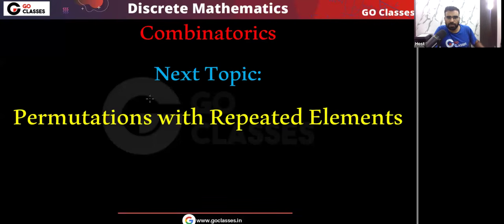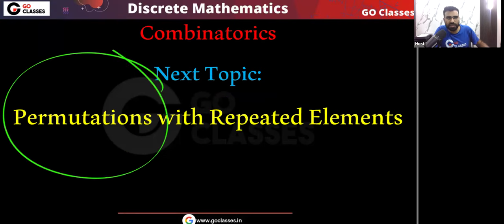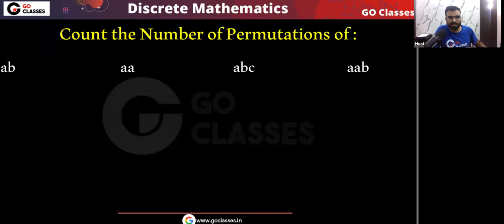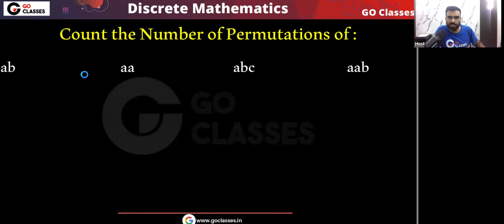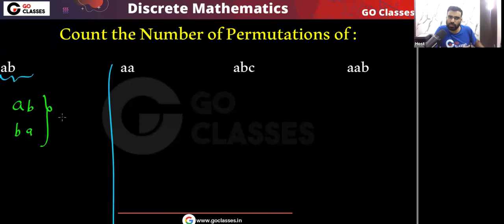The next topic is permutation with repeated elements. When some elements are repeated, then how many arrangements will be possible? Let's see this example. Count the number of permutations of these words: AB, AA, ABC, AAB. For example, tell me, for this AB, how many permutations will be there? The number of permutations will be 2. AB, BA. These are the 2 permutations. Do you agree with me? 2 permutations are there. Okay, correct.